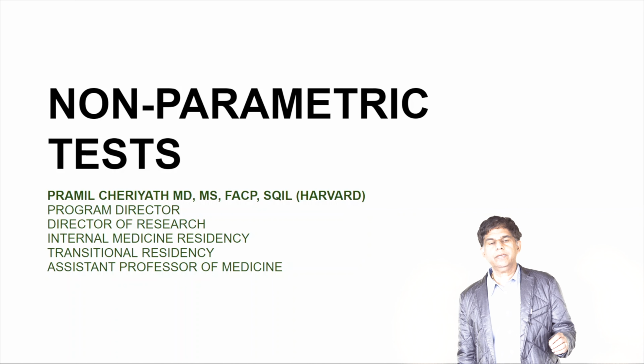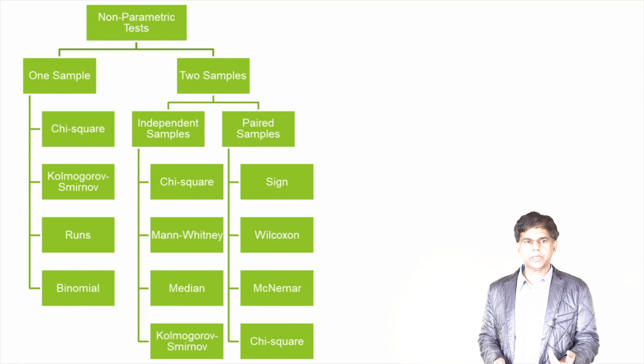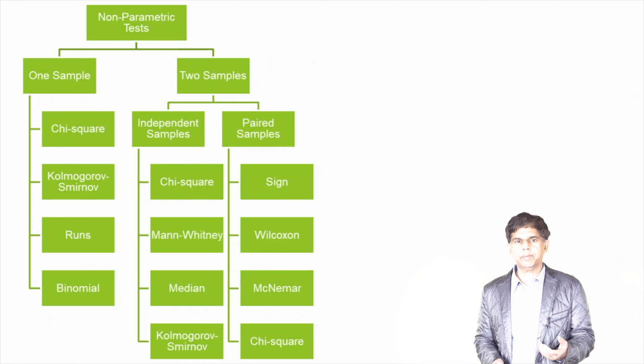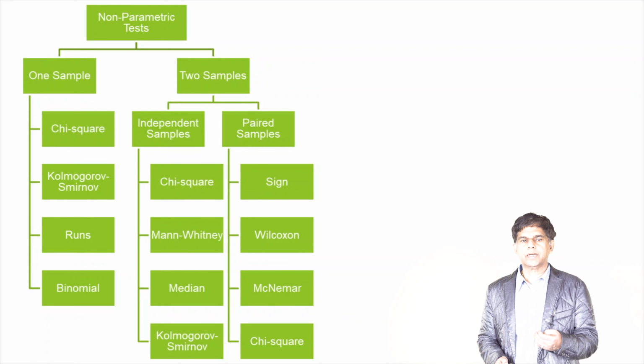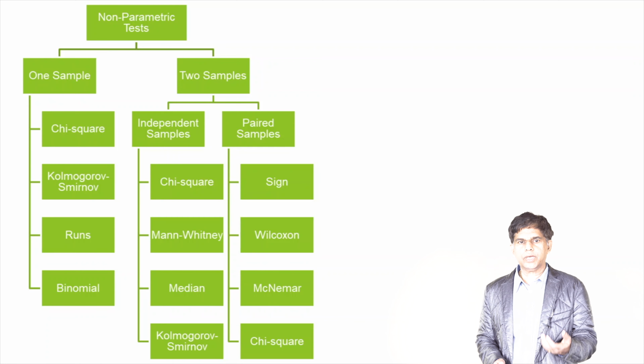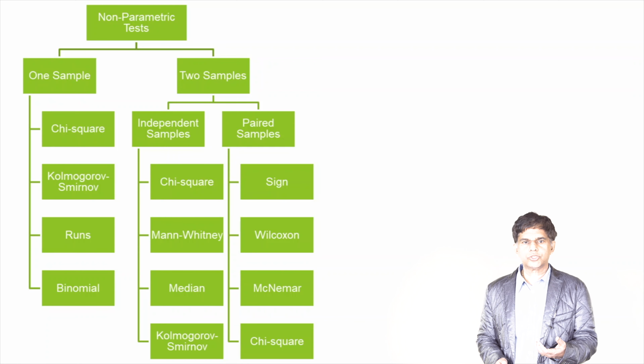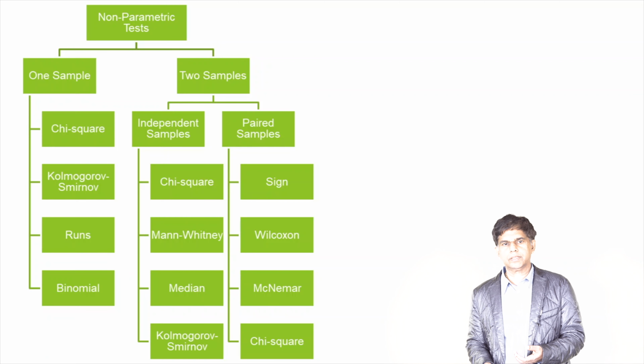So let's look at what the available options are. In hypothesis testing, we can do parametric or non-parametric tests. So what are the non-parametric tests? If it is one sample, you have chi-square, Kolmogorov-Smirnov test, Runs test, and binomial test. And if it is two samples, independent samples and paired samples, you have chi-square, Mann-Whitney, median, Kolmogorov-Smirnov test, sign, Wilcoxon test, McNemar test, and the chi-square test on the paired sample.